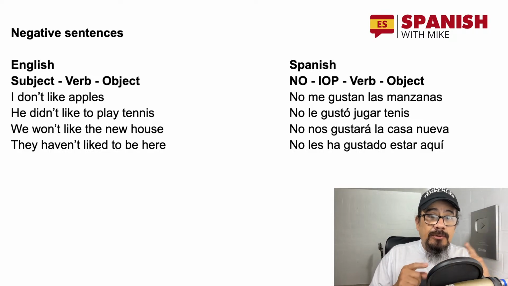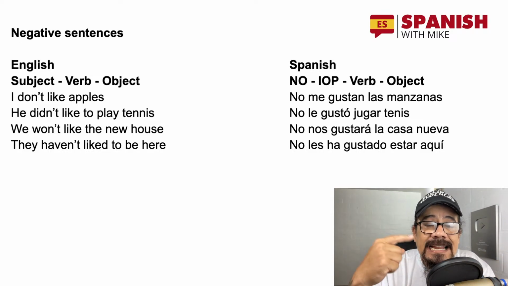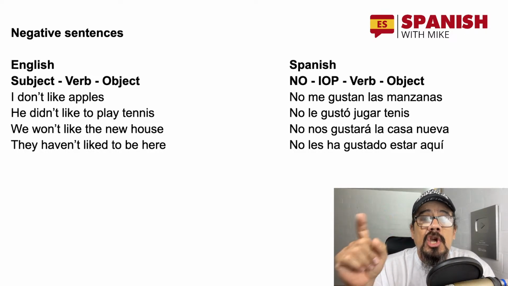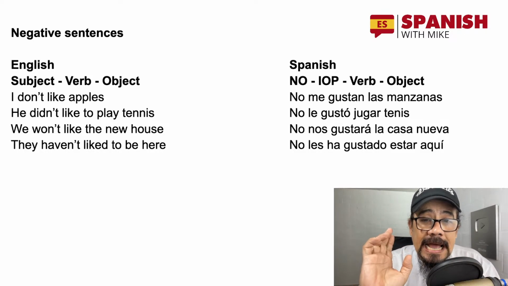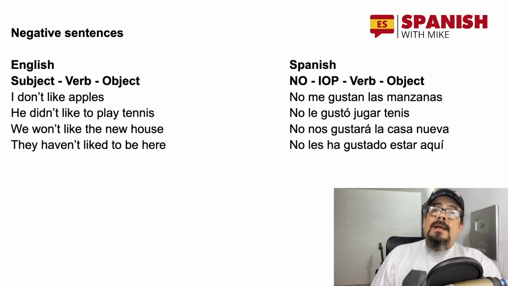They haven't liked to be here. No les ha gustado estar aquí. And that's the structure for negative sentences in Spanish using the verb gustar in the natural and real way we use it, right?